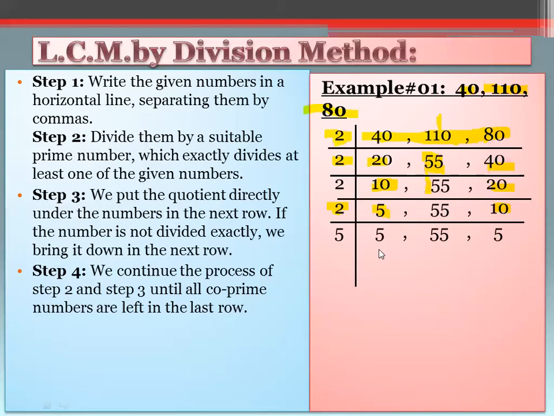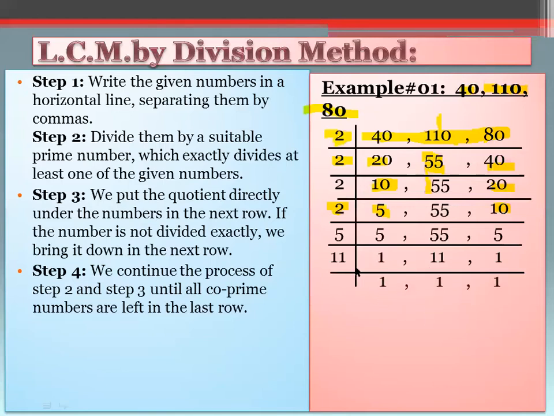Here you have the numbers 5, 55 and 5. These numbers cannot be divided by 2 as well as by 3. So you will move on to the next prime factor, that is 5. So 5 into 1 will become 5. So 5 multiplied by 11 is 55. Now here 11 is left.